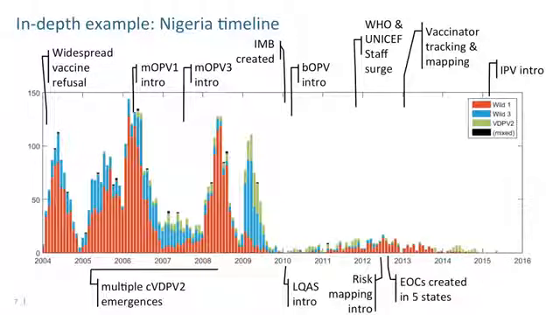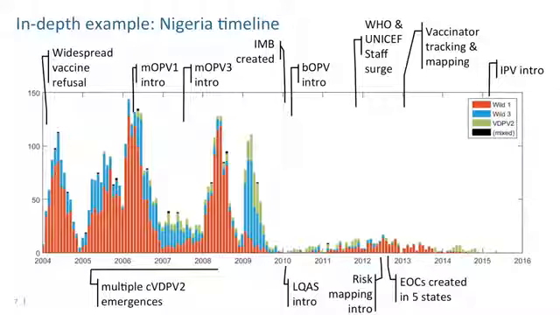Now, this was a global view. I want to give an example of a single country to give a little more detail about how complex the situation can be in a single country. This is the timeline of reported polio cases in Nigeria from 2004 until now. The red bars are wild type 1, blue bars wild type 3, green bars are vaccine-derived type 2, and you'll notice there are some green squares; those are mixed infections.